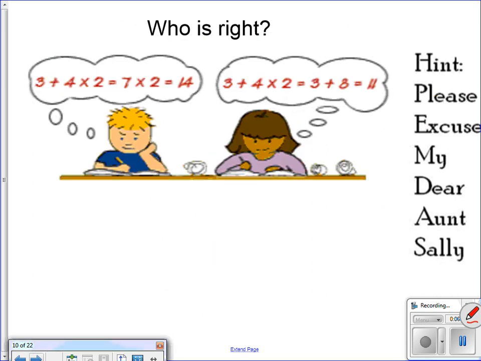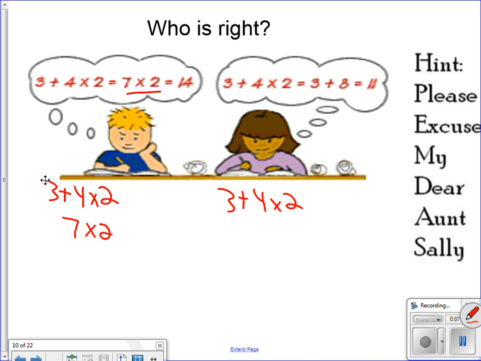So who is right? Let's take a look at who is right here. This says right here 3 plus 4 times 2. This one says 3 plus 4 times 2. Okay. Well, in this problem right here, it looks like they added first to get 7 times 2. Right here, looks like they multiplied first and got 3 plus 8.